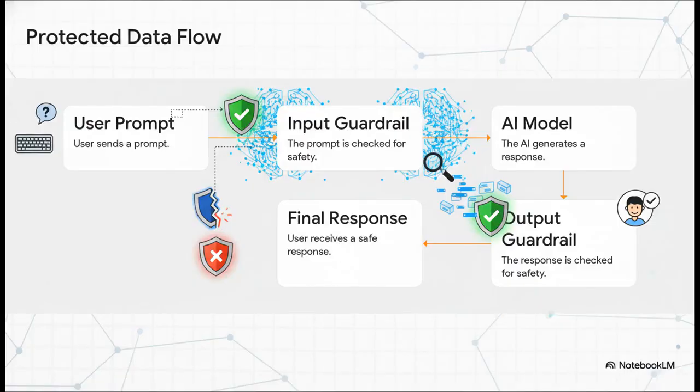This little diagram here shows the entire flow of information. It all starts when a user sends a prompt, but, and this is key, before that prompt ever reaches the AI, it has to get past our first checkpoint, the input guardrail. If it's safe, it goes to the model. The model does its thing and generates a response. But wait, that response doesn't go straight to the user. Nope. It has to pass through a second checkpoint, the output guardrail. Only if it passes that final inspection does the user actually see it. This two-gate system is the fundamental architecture of a safe AI app.